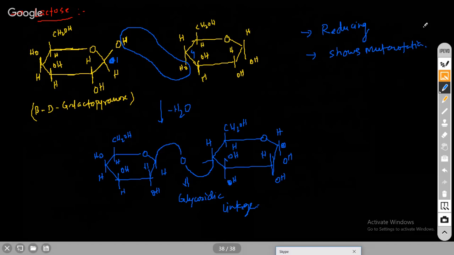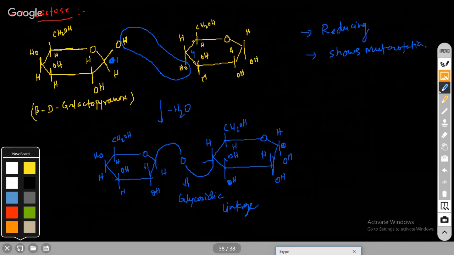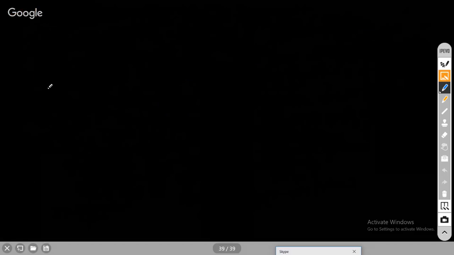Then, this is the thing in all these three examples, you have to keep in mind at what position glycosidic linkage we have, whether it is reducing and non-reducing, right? Now, next one is polysaccharides.